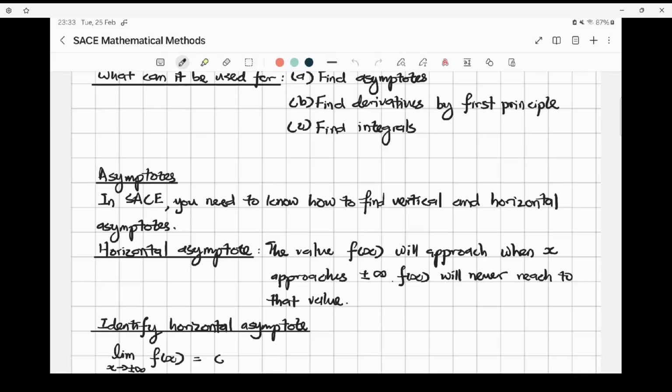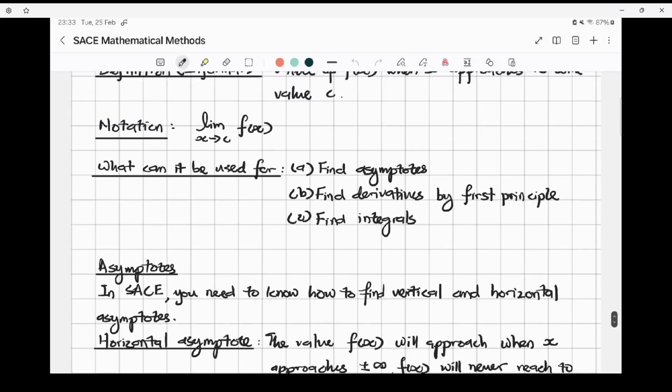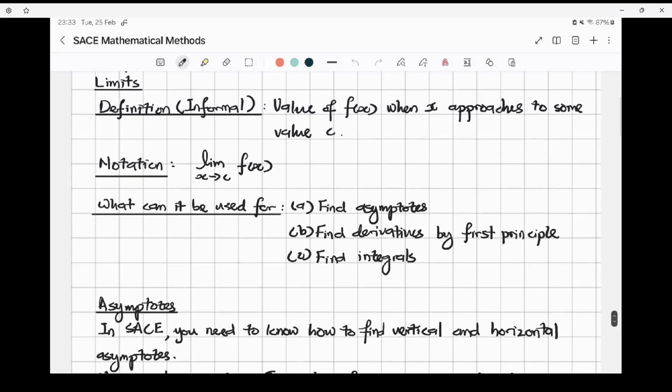Hi, so welcome back to the SACE mathematical methods. So in the previous video, basically we covered the definition of limits and what you can use limits for, which is finding the asymptotes. So we covered how to find horizontal and vertical asymptotes and how to study the behavior around the asymptotes using the idea of limits.